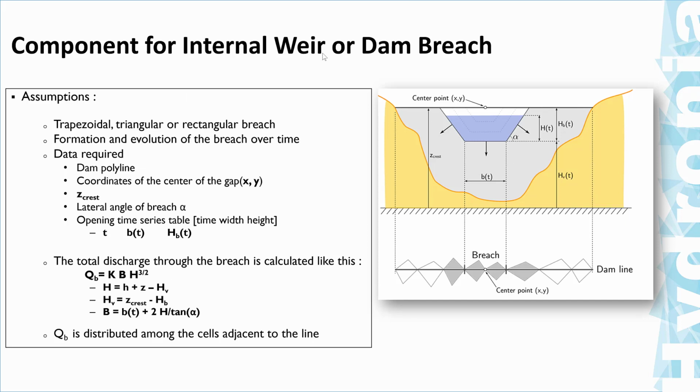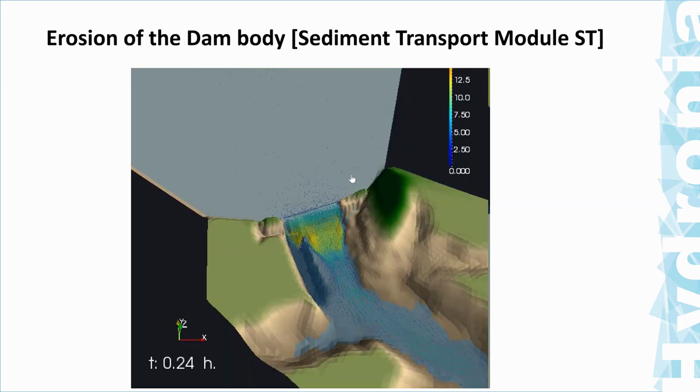There is a component for internal weir or dam breaches, so you can represent how a dam or a weir breaches and the resulting inundation that it can generate. This is the use of the sediment transfer module to represent how a dam body erodes, and this is something that you could also use to model a dam breach.